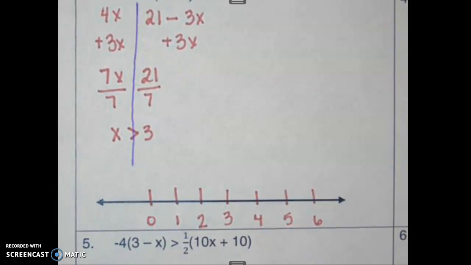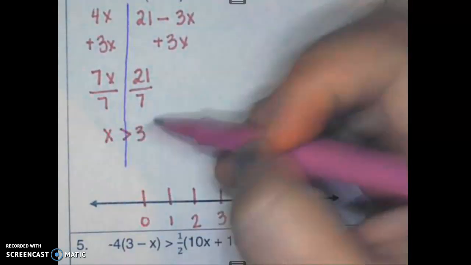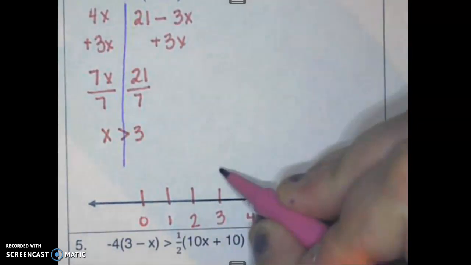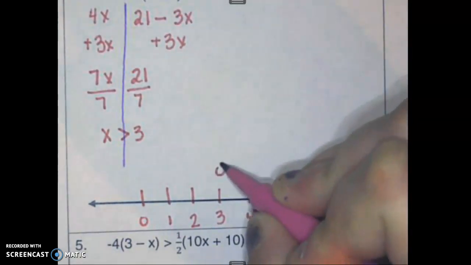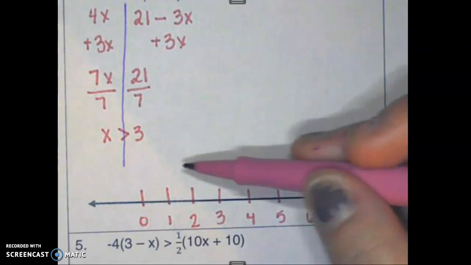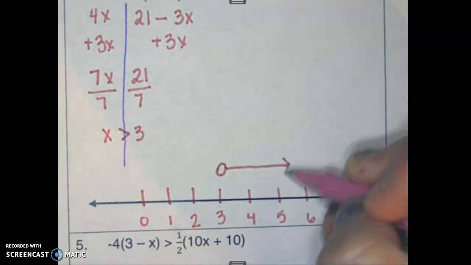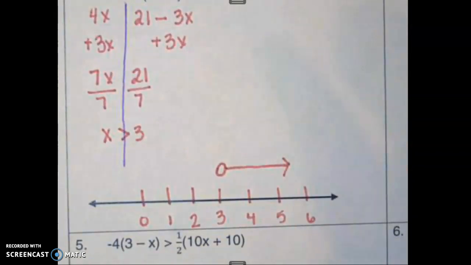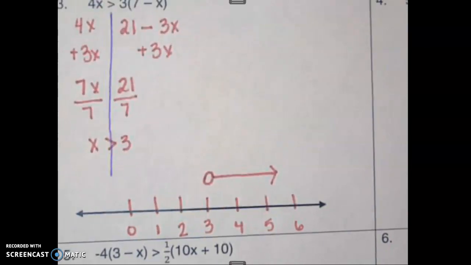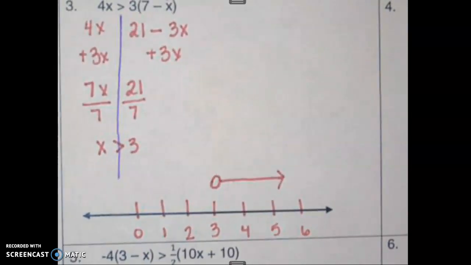Again, I usually just put my number that I'm working with in the middle. Open or close circle? Open. And which direction is my arrow going to go? To the right. All right. Questions on 3?